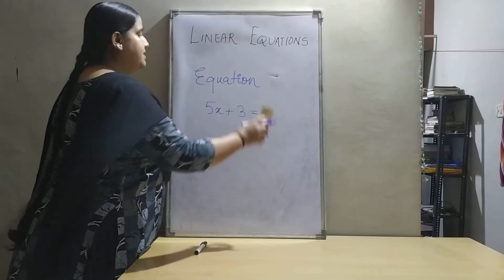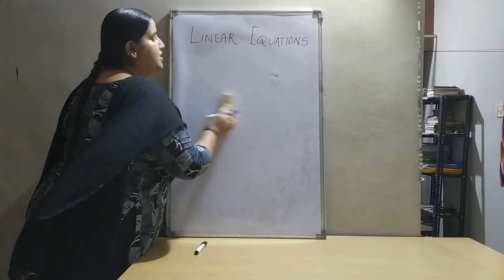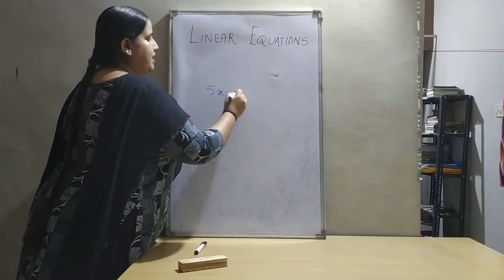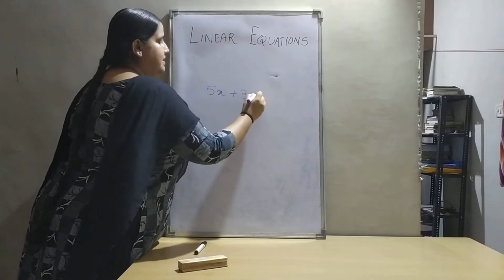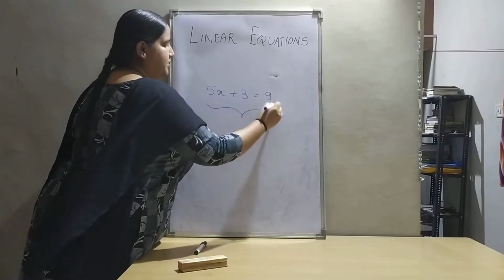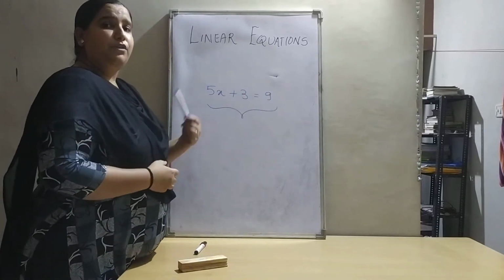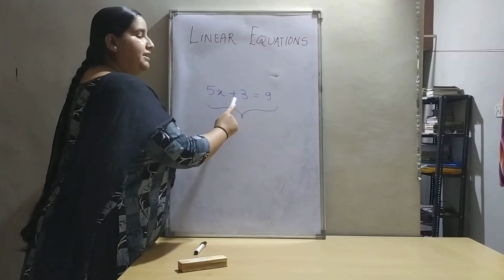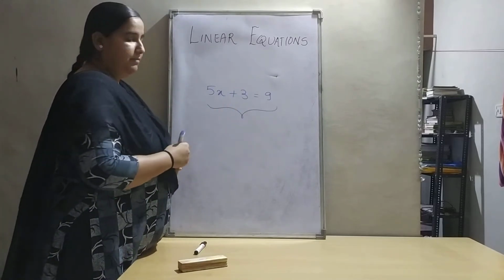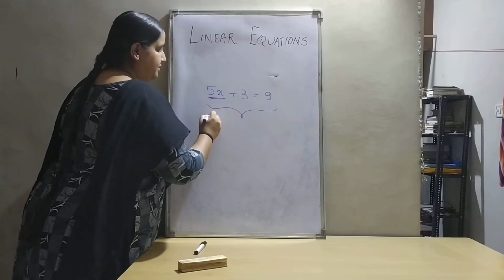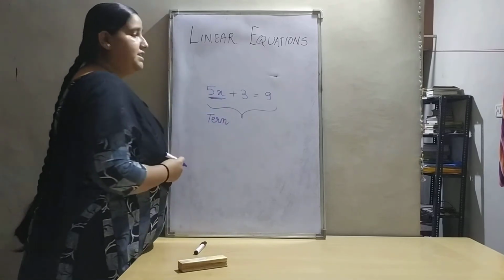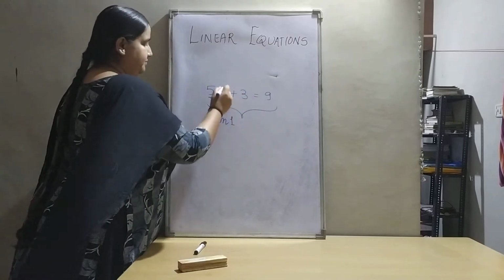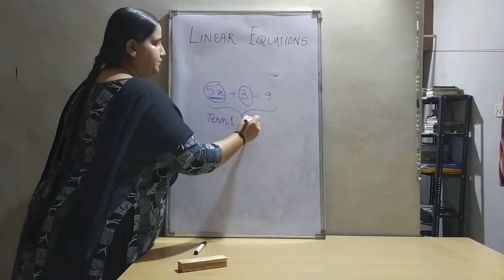Now we need to understand different parts of an equation. What does an equation constitute? For example, if I am writing 5x plus 3 is equal to 9, this equation constitutes various things. First of all, we have understood what a term is. Two things separated by a mathematical operation is called a term, T-E-R-M, term. This equation, the LHS of the equation, has two terms. This is term 1 and this is term 2.